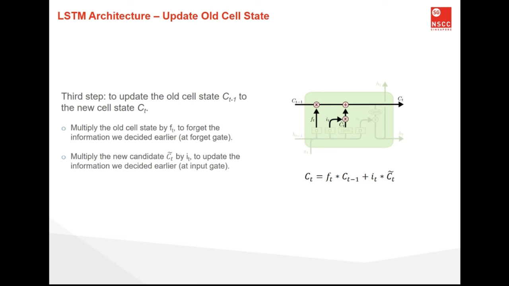The third step is to update the old cell state c_{t-1} to the new cell state c_t. We'll multiply the old cell state by f_t in order to forget the information we decided earlier at the forget gate. We also multiply the new candidate c̃_t by i_t in order to update the information we decided earlier from the input gate.